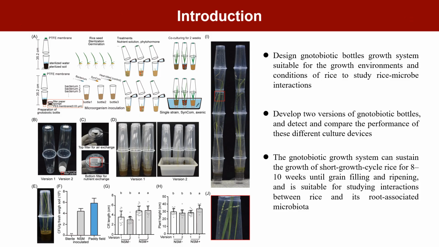This study designed two versions of gnotobiotic growth bottles suitable for the growth environments and conditions of rice, which are used for investigating rice microbe interactions. Version 2 facilitates the exchange of nutrients between the interior and exterior. Microbial inoculation significantly promoted crown root growth of rice cultivar MH63, and no significant difference in this promotive effect was observed between version 1 and version 2. However, under version 2 conditions, soil microbes remarkably enhanced the plant height of above-ground parts. Additionally, the gnotobiotic culture devices are easy to upgrade and modify.